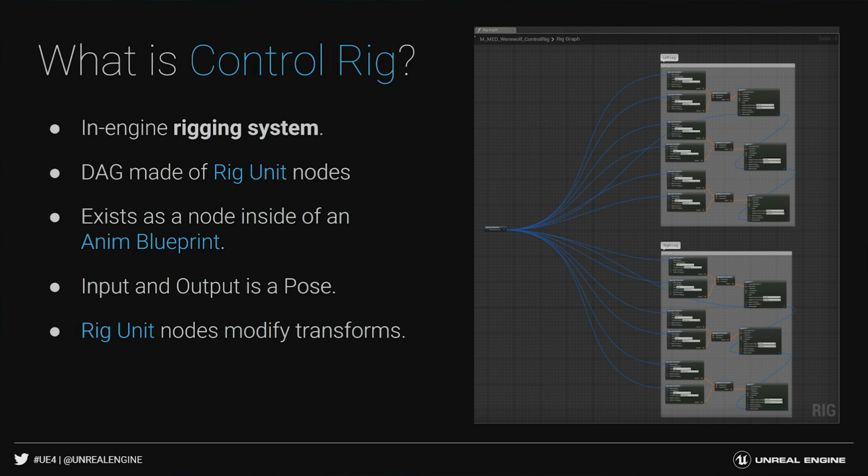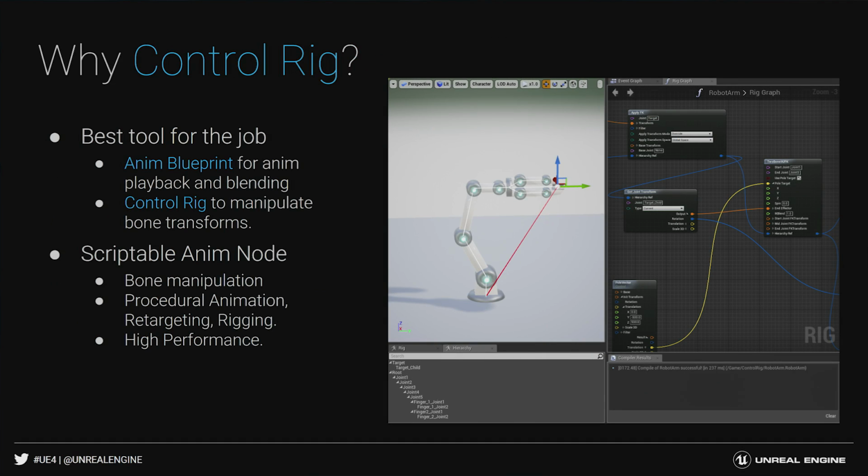A little refresher on what Control Rig is. Control Rig is our in-engine rigging system that we introduced at GDC a couple of years ago. A user can create a graph made of rig unit nodes, and the Control Rig will exist as a node inside of an animation blueprint. It will take as an input a full pose. The rig unit nodes will be able to modify transforms on that pose, and then as an output, we'll get a modified pose.